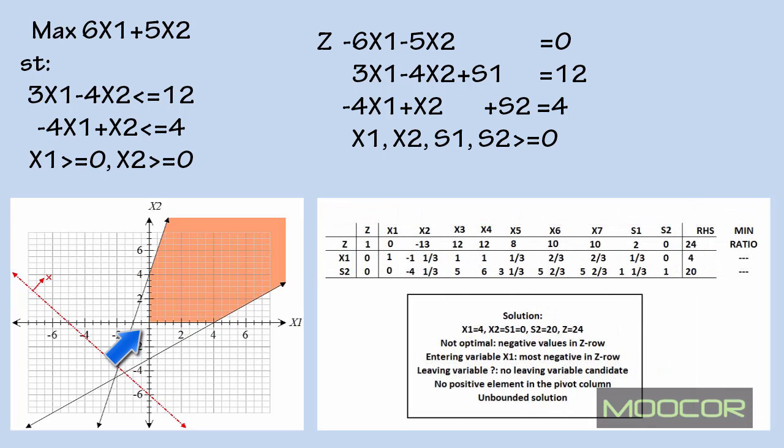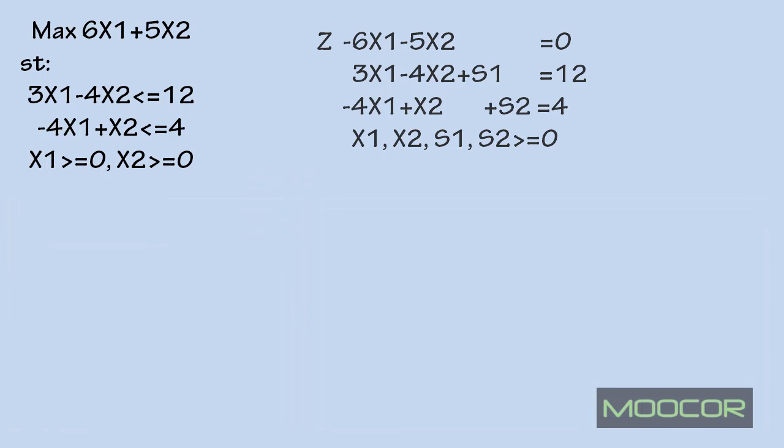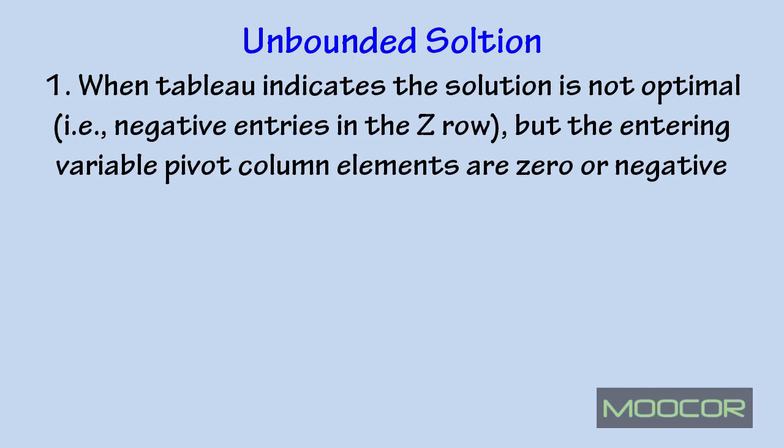The next tableau indicates that x2 is an entering variable because it has a negative 13 in row 0. However, when I look at the pivot column, there is no positive element in there. Both are negative numbers, which indicates that you can enter x2 into the basis without causing any problem and take it to infinity. So unbounded solutions occur when the tableau indicates the solution is not optimal, you have negative entries in row 0, but entering pivot column elements are zero or negative.